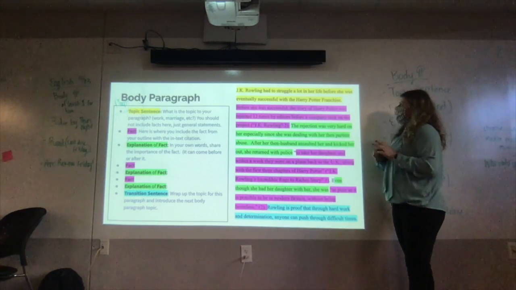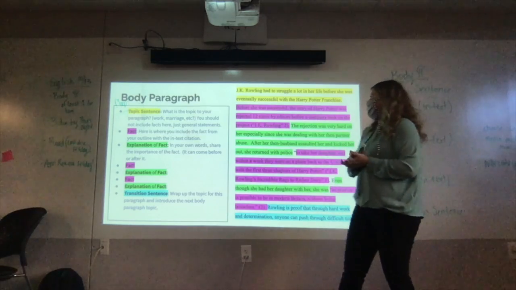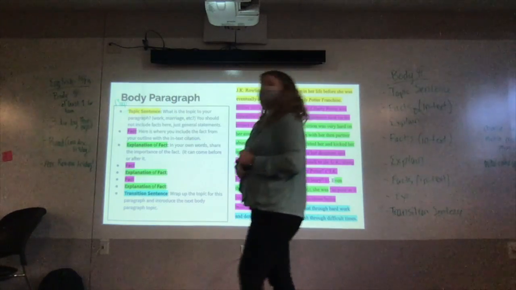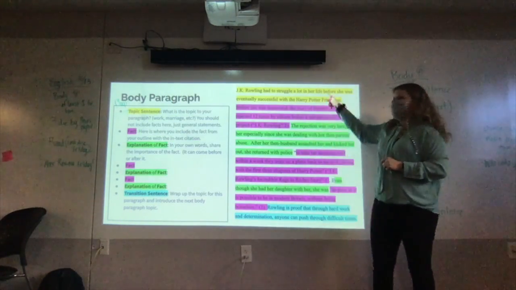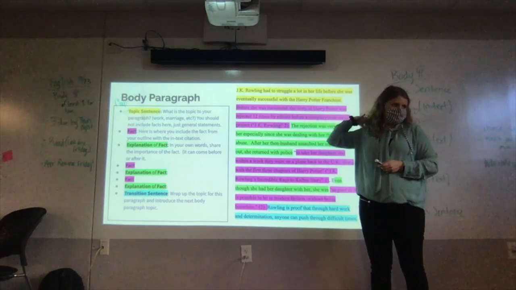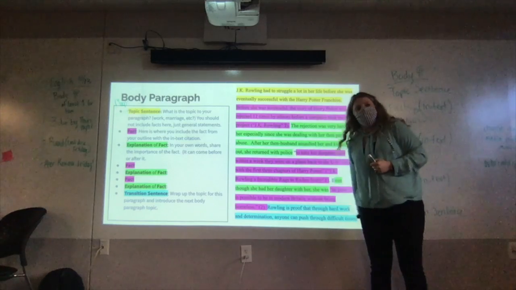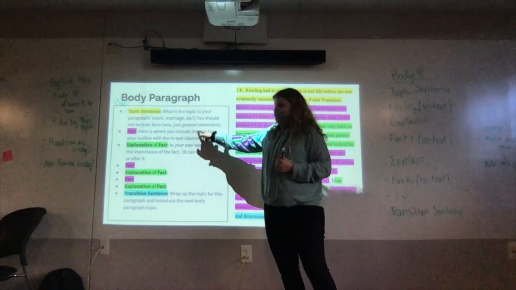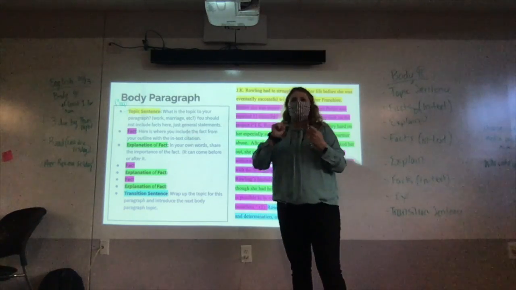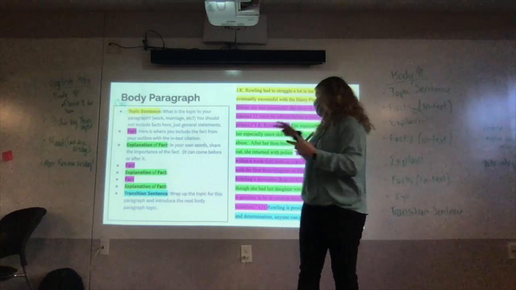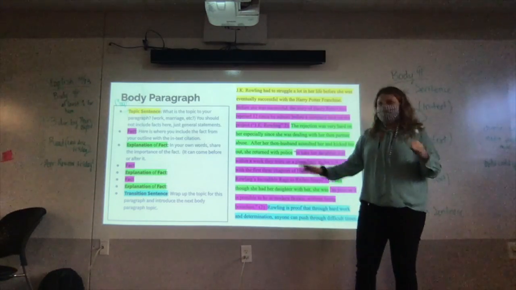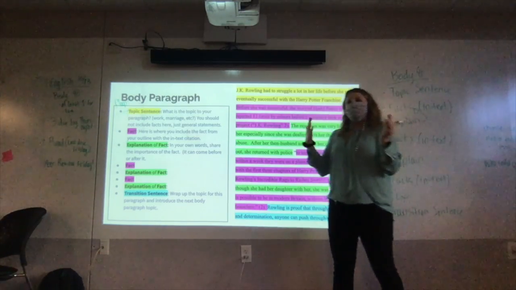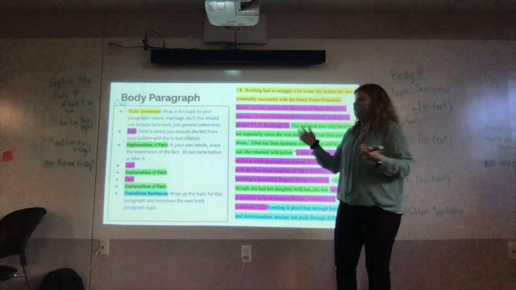J.K. Rowling had to struggle a lot in her life before she was eventually successful with the Harry Potter series. What do you think I'm going to talk about in this paragraph based on what's right here? J.K. Rowling's struggle. Yeah. So in this paragraph, I'm going to talk about the things that she struggled with. Next, which is in the pink, you need your facts. So this can be a quote or a statistic or whatever, but then you're going to include it throughout your example. So this first example is where I paraphrased the quote, meaning I took some of the information, but I put it into my own words.